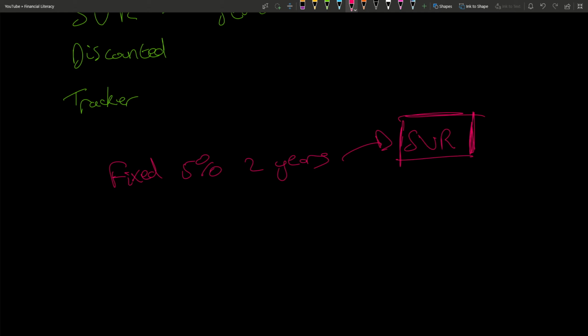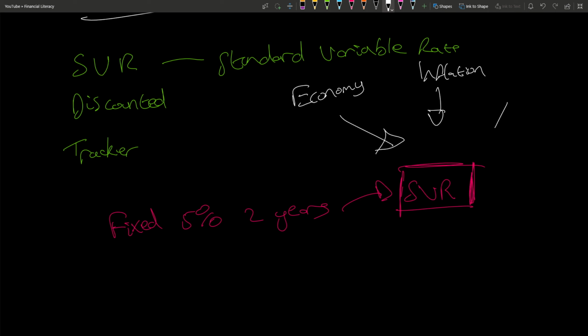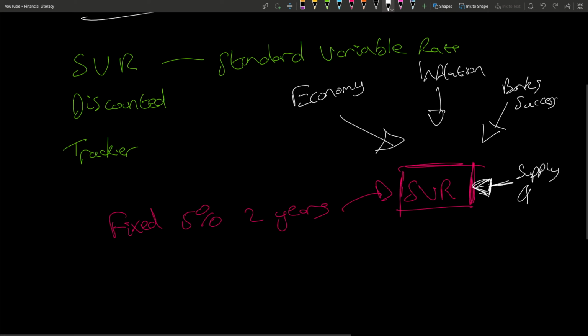It's calculated based on how well the economy is doing. It's based on inflation as well: the higher the inflation, the higher the interest rates. It's also based on the bank's success. If the bank is struggling a bit and needs more money, they might increase the interest rate. If they're doing better and can afford to take the hit, they might lower it. Supply and demand always plays a part in everything, along with other things such as credit score.